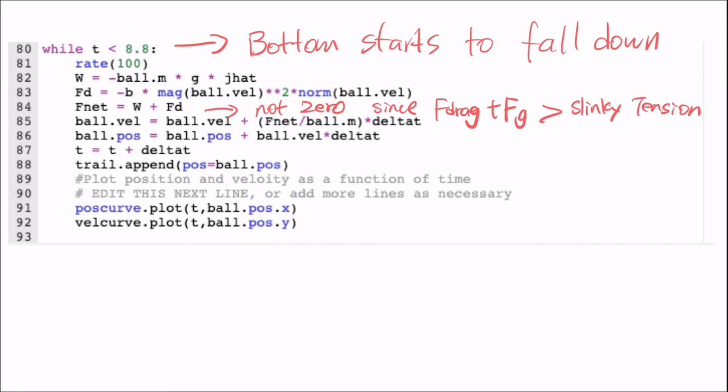The net force here is not 0 since the drag force and the gravitational force total is larger than the slinky's tension. And here's a video of how the model works.